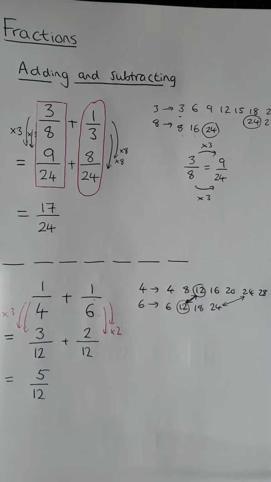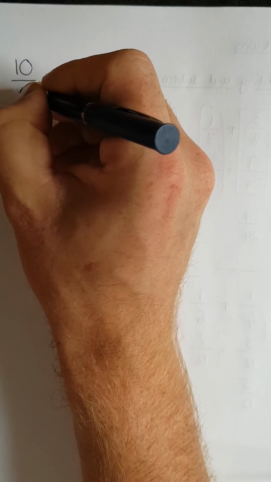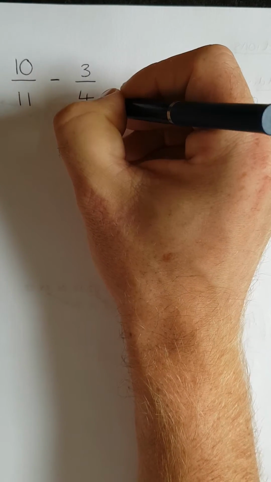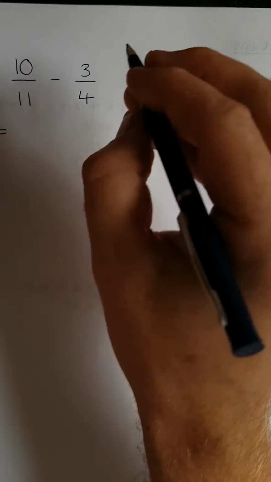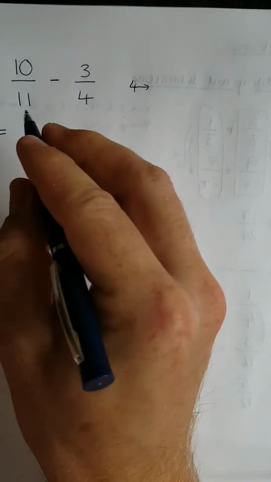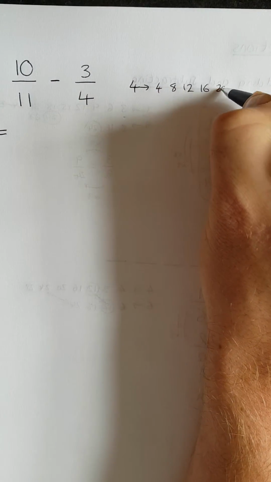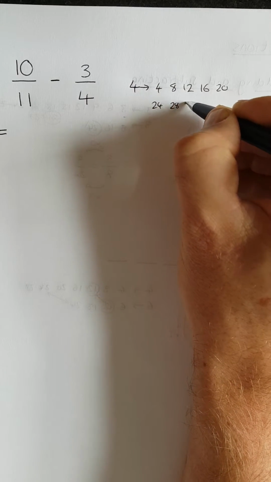Hopefully some of you worked that out for yourselves already. Well done if you did. Let's try subtraction now. So, where do the times tables meet? I'm going to write the 4 times tables down first because I think the 11s will be quite easy to do in my head. But if you're not comfortable with that, you can write them both down.